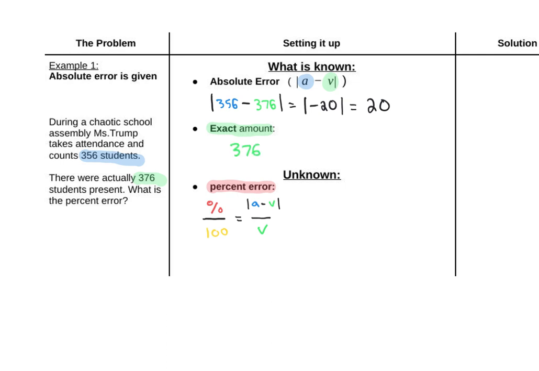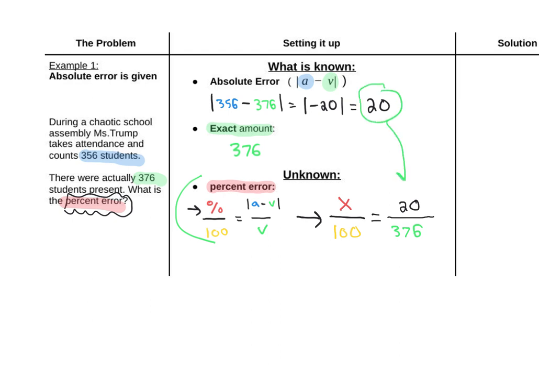376. So now we can move into using our percent error formula, because what we are looking for is that partial percentage. We're looking for our percent error. I'll go ahead and highlight that in red. Percent error. All right, let's plug it in with what we know. So we've got x for that unknown percent error over 100 is equal to 20. And I got that 20 from when we did that work with our absolute error up here. So 20 divided by our exact amount of 376.